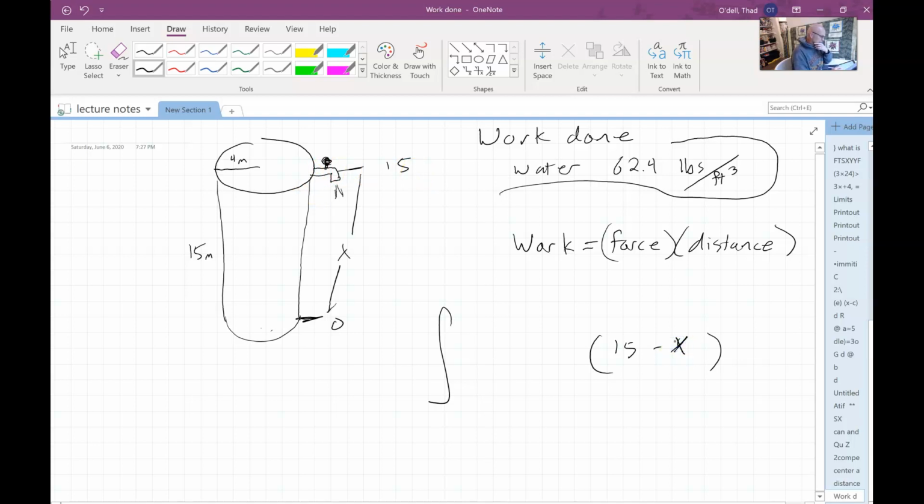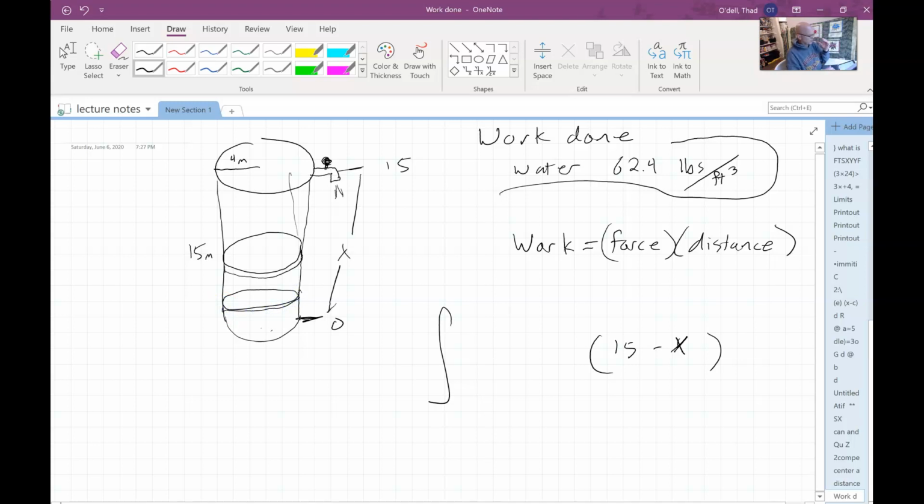Okay. Then the next step is to figure out the force. Well, the force, once again, is going to be 62.4 pounds per cubic foot times cubic feet. But remember also, since we got this distance set up, we need to grab a volume of water that's moving roughly the same distance. And of course that's going to look kind of like the old disk method. We're going to put these little disks in here, right? And we know that all that water is going to move roughly the same distance.